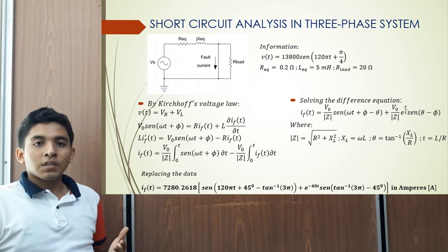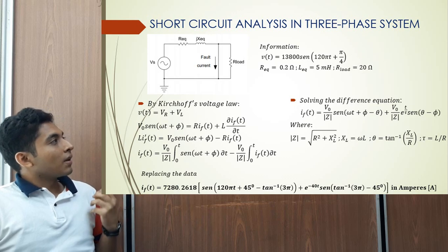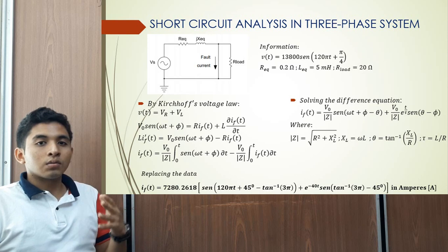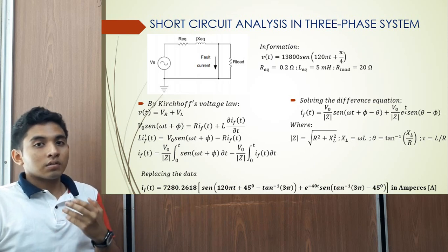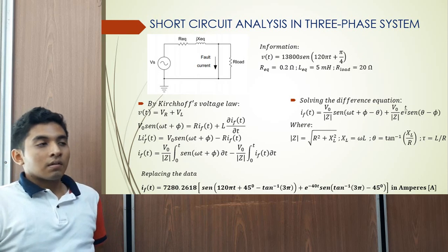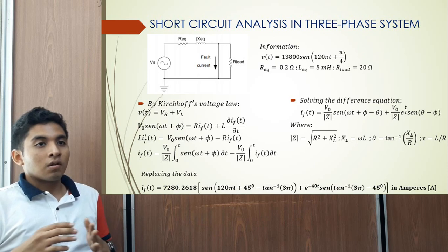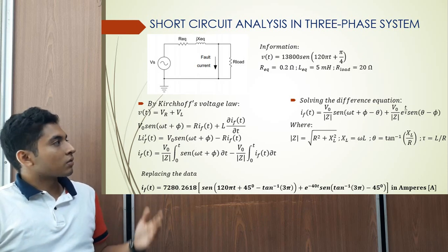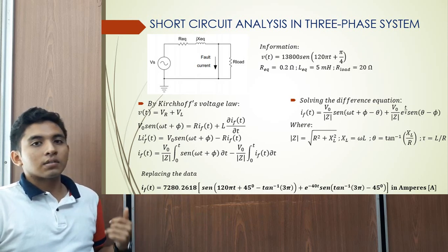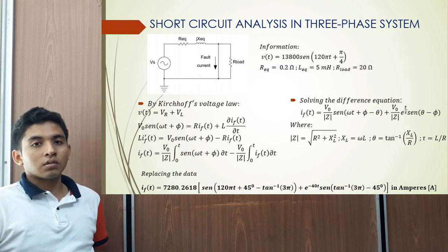We replace the definition of each one in this equation and obtain the integro-differential equation. From this equation, we solve for the short circuit current and obtain this equation. Later, we replace all data about inductance, reactance, and the values of the generator, resistor, and inductor. We have this numerical expression of the short circuit current.